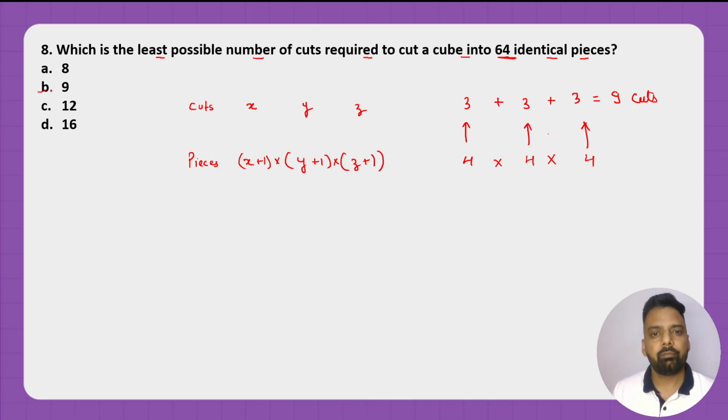And for the minimum, we try to divide the cuts equally in the 3 dimensions, or as close as possible. If we are not able to divide them equally, then we try to keep these numbers as close as possible. So here we have the minimum number of cuts, 9.